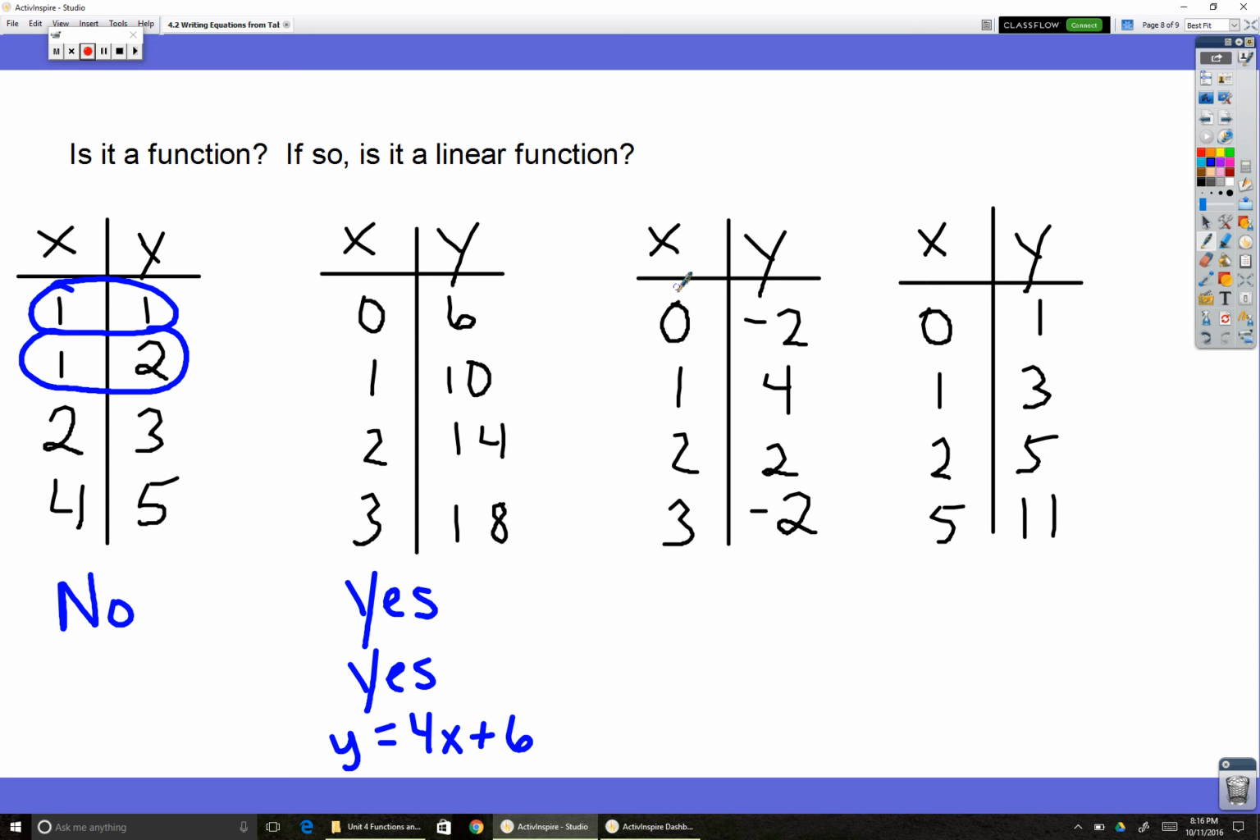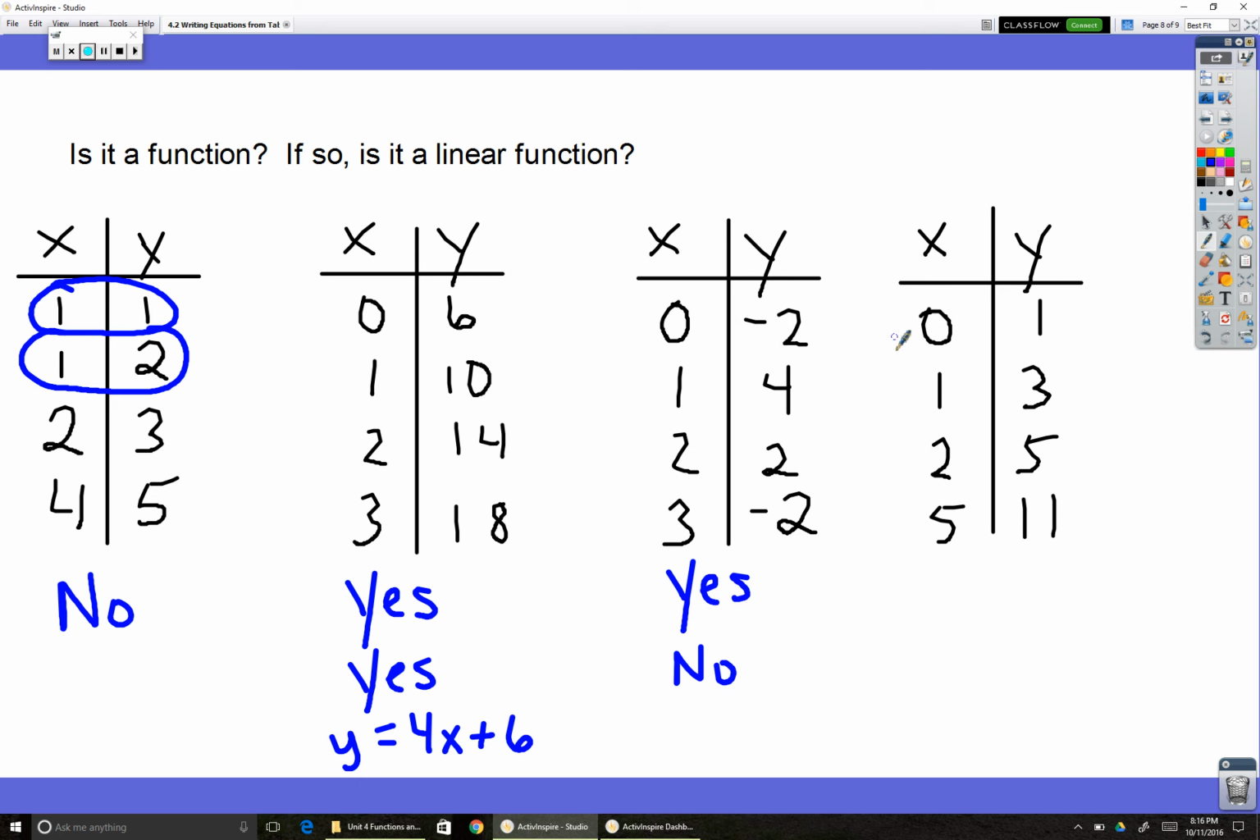Okay, the next one, 0 goes to negative 2, 1 goes to 4, 2 goes to 2, and 3 goes to negative 2. There are no duplicate x values. Each x value has only one y value, so yes, it is a function. Now let's see if it's a linear function. If it goes up or down by the same amount each time, it would be a linear function. This goes up by 6. Now it goes down by 2 and down by another 4. So it does not have a constant rate of change. It is not a linear function.